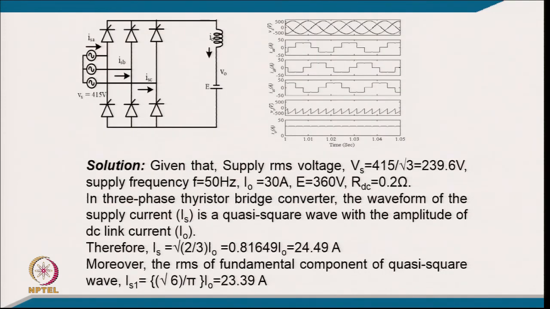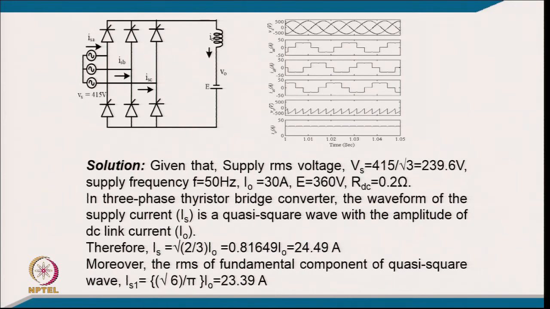The circuit here is a fully controlled converter with a highly inductive load and the battery connected here. It works as a line commutated inverter feeding power from this side to this side, and these are the typical waveforms here. Coming to the solution, given that the supply RMS phase voltage is 415 by root 3, that is 239.6 volt, supply frequency 50 hertz, I0 is 30 ampere, battery voltage 360 volt and RDC 0.2 ohm.